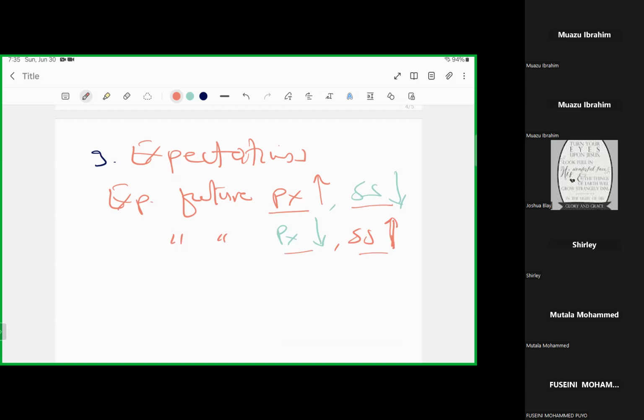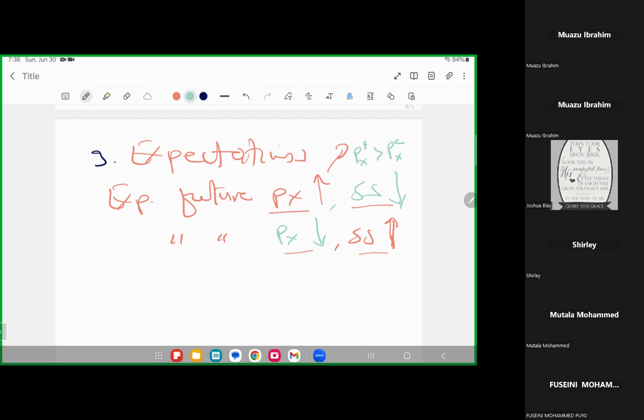In this particular case, for instance, if you are expecting higher prices, the future price would be more than the current price. So as the future price will be more than the current price, firms would have to wait until the future to supply more, which means that the current supply will be less.